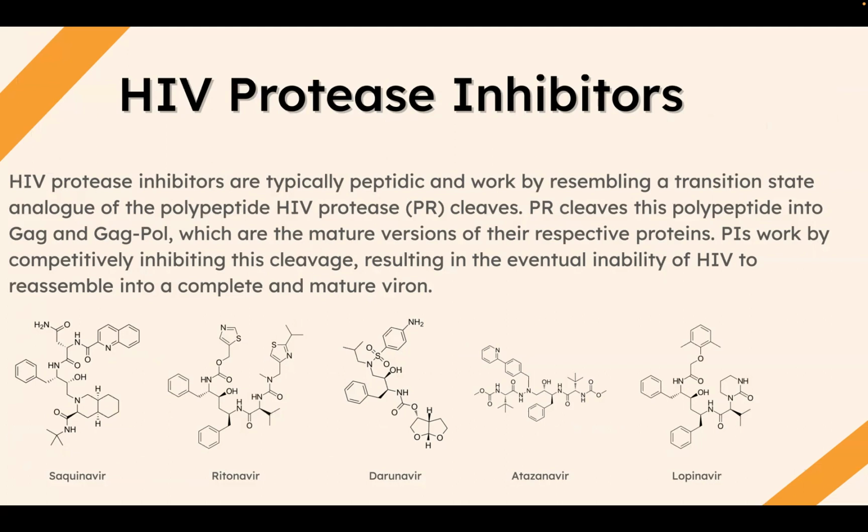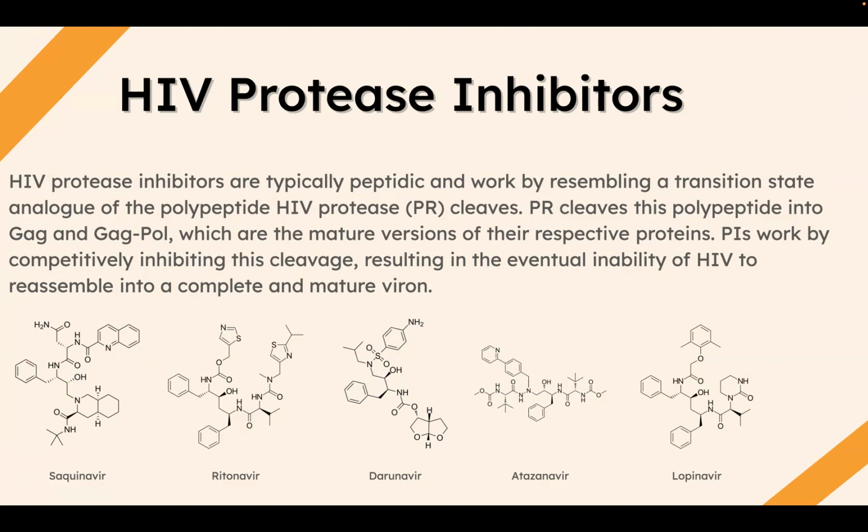And they resemble a transition state analog of the polypeptide that HIV protease cleaves. So HIV protease will cleave this polypeptide into GAG and GAG-pol. Then those are the mature versions of the respective proteins. And by inhibiting that cleavage, it forces the polypeptide that is being generated to never get cleaved. So you never get the mature version of the proteins, which cascades down to eventually HIV not being present anymore.